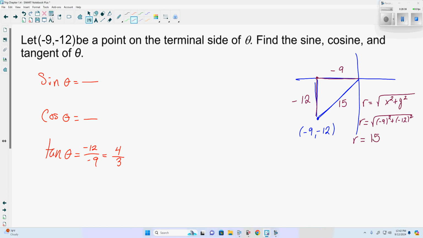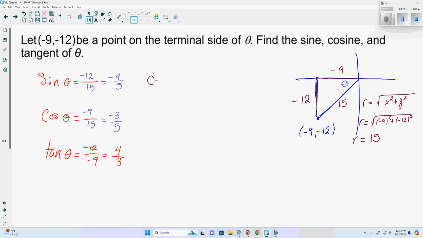It tells us that the hypotenuse, or our r value, is 15. Which means for us, sine, y over r, opposite over the hypotenuse, would be negative 12 over 15, which would reduce to negative 4/5. Cosine would be x over r, or adjacent over the hypotenuse, and that's all in reference to this angle here. Negative 9 over 15 would be negative 3/5. And that's our sine, cosine, tangent.